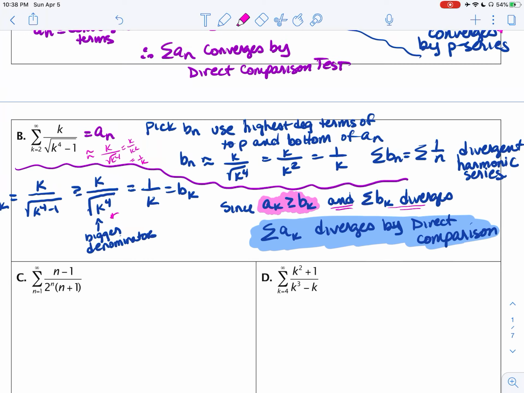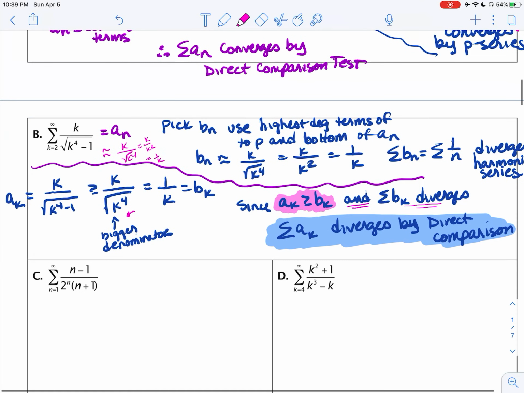So if I know that my b sub n is divergent, I'm going to go to the direct comparison test, and I'm going to go, okay, if my b sub n is divergent, I have to show that my a sub n is bigger than that b sub n for all n. And n is a natural number bigger than 0. So that's how I do it.